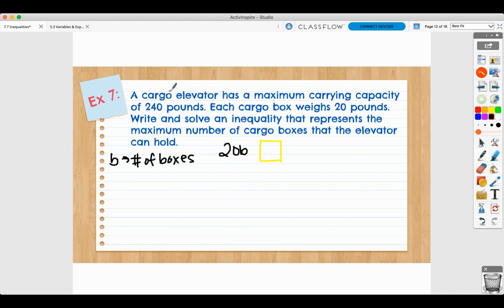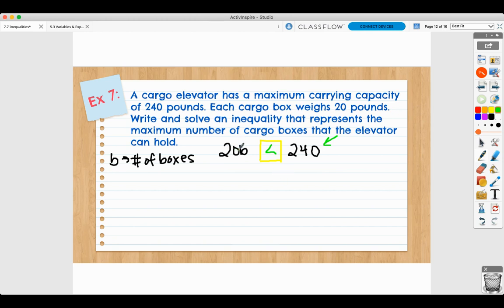The only other thing that it gave you is that the cargo elevator has a maximum carrying capacity of 240 pounds. So that's kind of representing your total. It's on the other side of your inequality that we haven't chosen yet. So now what it's saying is a maximum carrying capacity of 240 pounds. What you're asking yourself is, is this 240 the highest or the lowest number it can be? That means the boxes in the elevator have to be less than that. That's why you're doing less than.